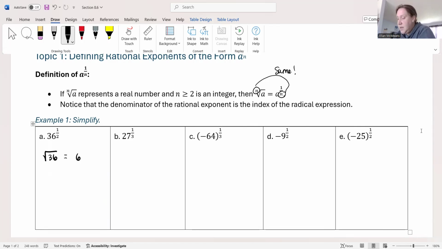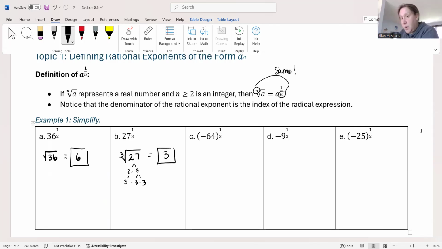So that's it. So 36 to the 1/2 power is identical to the square root of 36, which is really just 6. Now, for part B, we have 27 to the 1/3 power. My denominator is 3, so that means I'm looking at a cube root of 27. Well, we're looking for 3 identical factors of 27. And remember, 27 is really 3 times 9, but 9 is really 3 times 3, so that's my 3 identical factors right there. So we would say the cube root of 27 is 3. Therefore, 27 to the 1/3 power is 3.